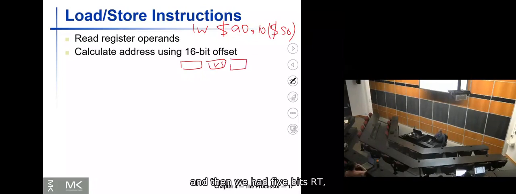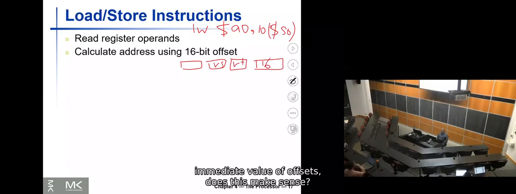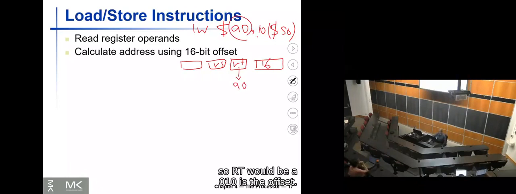And then we had 5 bits RT. And then we had a 16-bit immediate value, the offset. Does this make sense? We have talked about this before. Here A0 is the destination, so RT would be A0. 10 is the offset, so this 16-bit value would be 10.